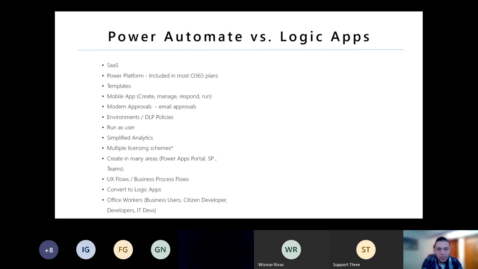Create in many areas. I think they've done a great job updating where you can create these flows. At first, it was only in the Power Automate admin center, in the maker there, but now you're able to create them inside the Power Apps portal. That's awesome. Inside SharePoint, you can click a button and it'll just pop that right up. You can create approvals and other things of that nature.